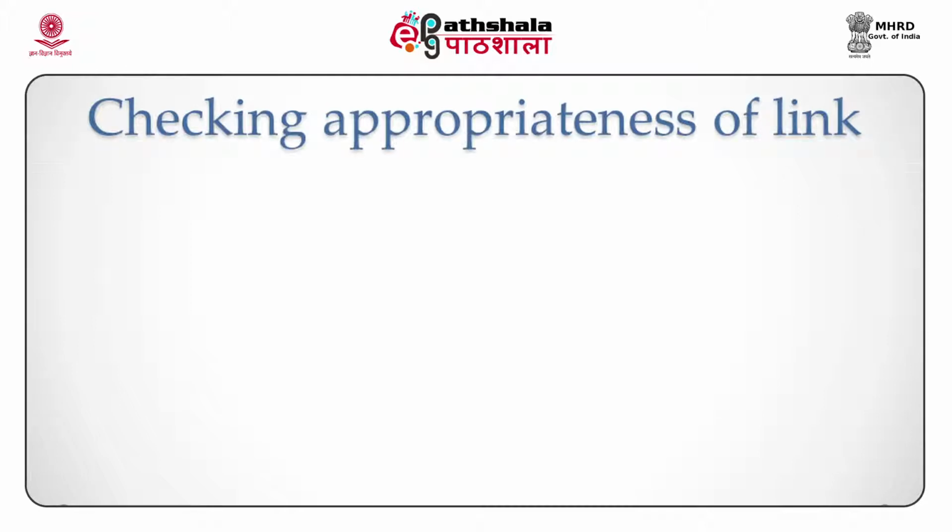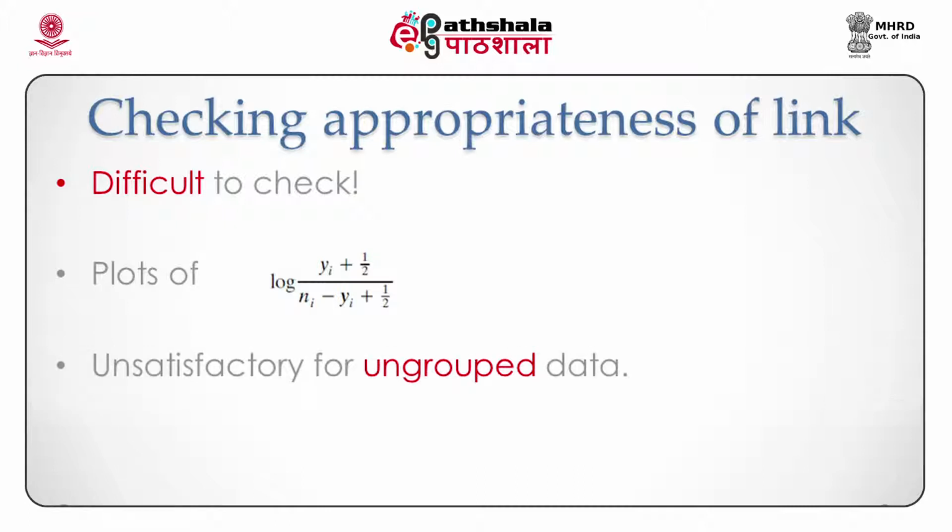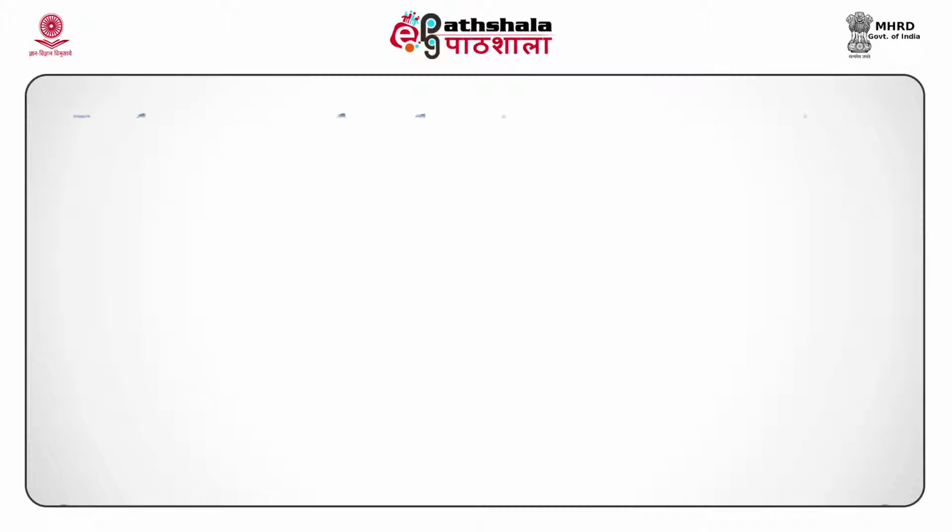Checking the appropriateness of the link empirically might be difficult. The suggested procedure from Agresti is to use plots of log of yi plus half by ni minus yi plus half. Alternatively, we can use justification such as the latent variable framework, which I have discussed before. The plots could be unsatisfactory for ungrouped data. One alternative could be smoothing, and this has been illustrated in the book by Agresti.